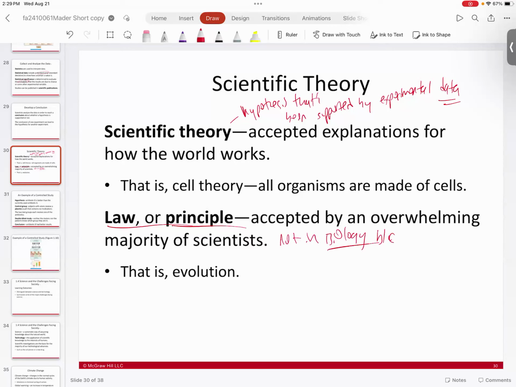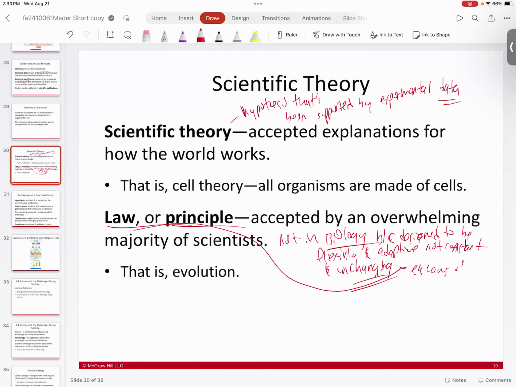Why? Because in biology, we are designed to be flexible and adaptive, not constant and unchanging. A law, I would argue, is constant and unchanging. A good example is the laws of physics. Those are basically the fabric, the universal fabric that holds our universe together.